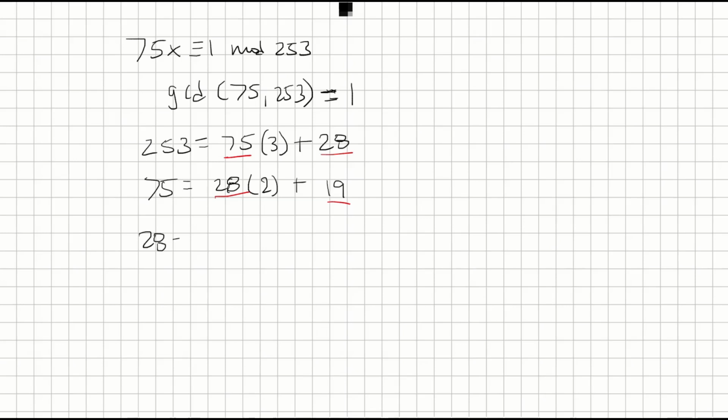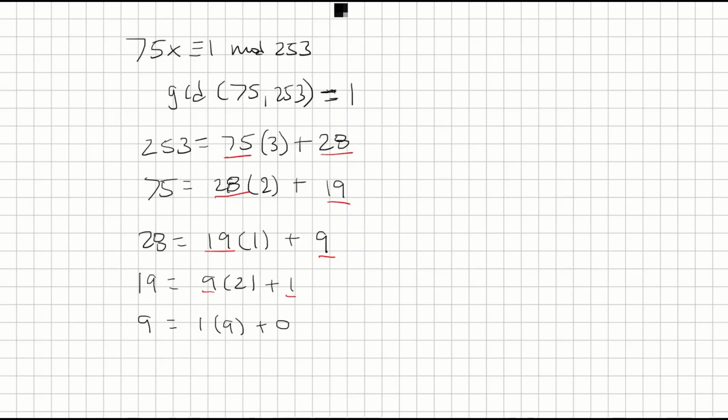So we have 28 is 19 times 1 plus 9. Slide the 9 and 19 over. 19 is equal to 9 times 2 plus 1. Slide the 9 and the 1 over. So we have 9 is equal to 1 times 9 plus 0. So now the remainder is 0, which means we're done with the algorithm.